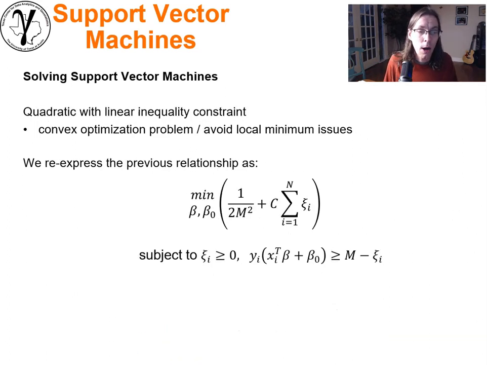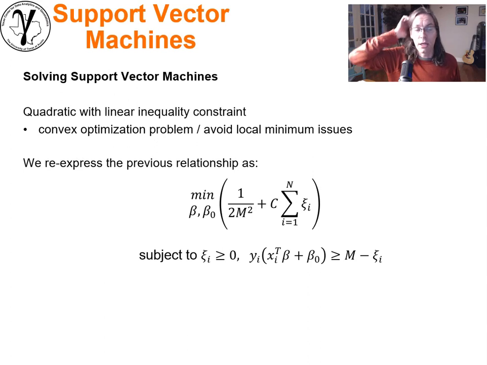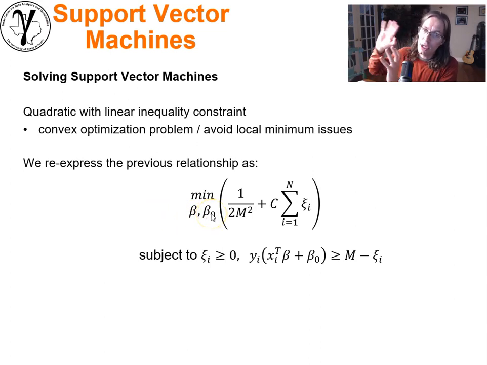And so what we're going to try to optimize for, we're going to solve this quadratic with linear inequality constraint. And it's really good because it's going to be a convex optimization problem. So it's going to have a nice global minimum. We're not going to have a bunch of local minimum issues. We can re-express it as simply finding the parameters of that high dimensional hyperplane. Remember, we're projecting into a higher dimension. Its parameters, the beta and beta naught and so forth, in whatever dimensionality that space is in, we're going to set those parameters such that we minimize the following terms right here.